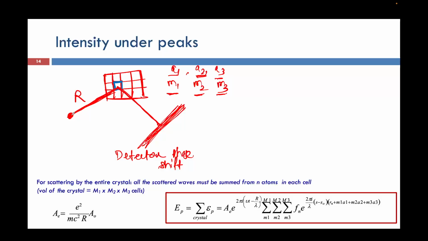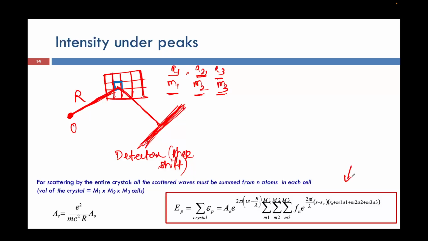So let's say my incident beam is coming from here, this is O, and this is my crystal, this blue shaded one, lying after M1 cells in the A1 direction, M2 cells in the A2 direction, M3 cells in the A3 direction. After all these things, the scattering will take place, and here I am capturing the phase shift, right? So when I consider all these things, eventually I will be getting an expression like this.